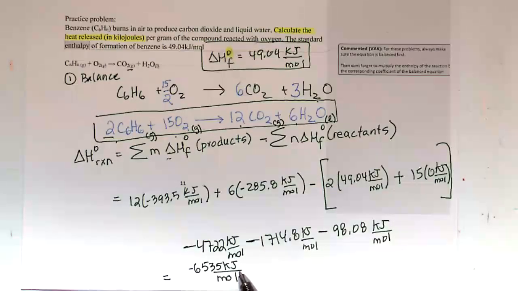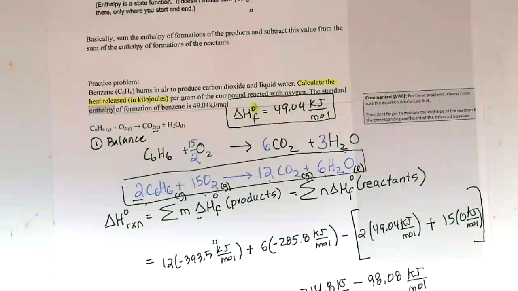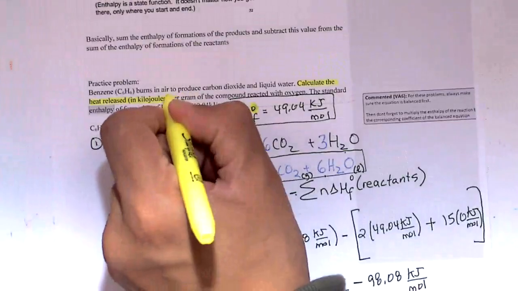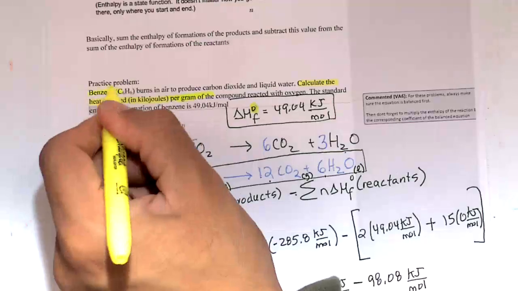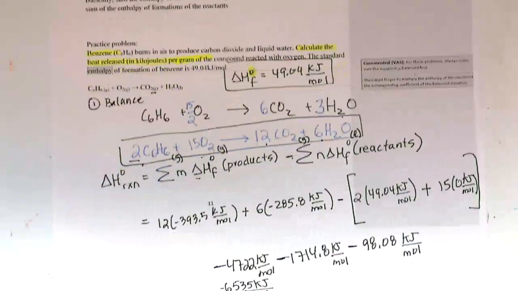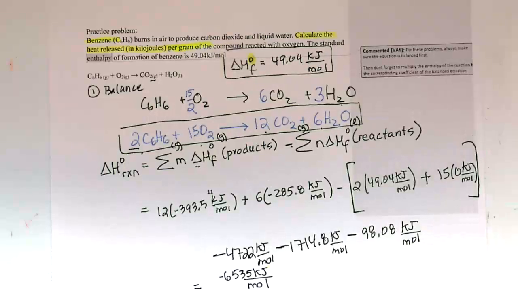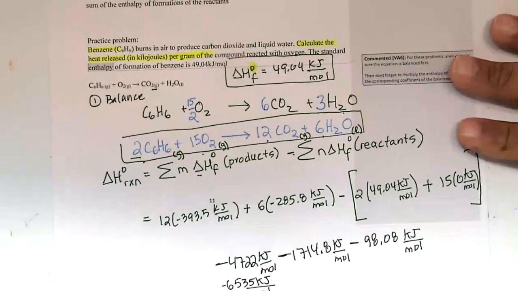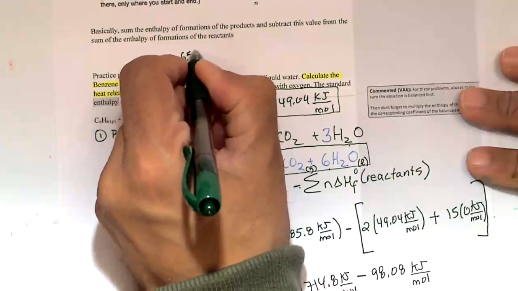Right, so on the exam, this would be the answer that would suffice. This would be the correct answer. But if you look at this problem a little more carefully, this is the heat released in kilojoules per gram of the benzene. So we have to do an additional step to calculate this per gram. On the exam you don't have to do that, but to answer this specific problem, you need to do it per gram.